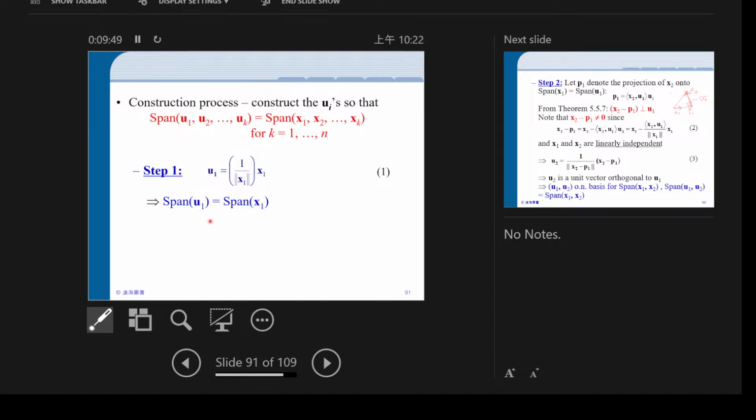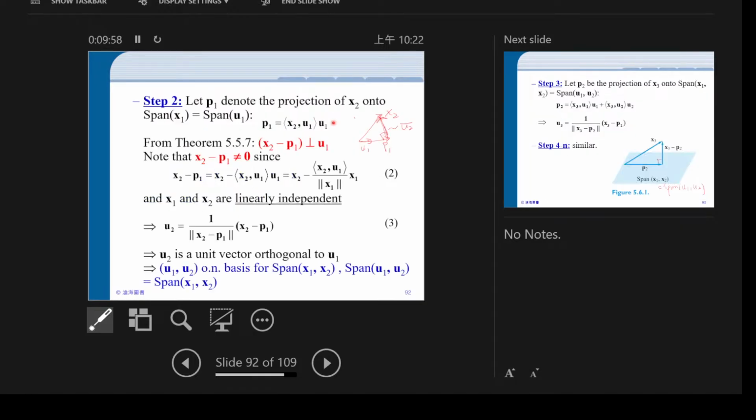Then we want u2, so we want to repeat the process such that u1, u2 will have the span of x1, x2. And how we do this is that we will find the projection of x2 onto the span of u1. Here is a bit of an idea. I guess we should draw a bit of a picture. So we have u1 and x1 in the same direction here. And then geometrically we have another vector x2. x2 is going to be linearly independent of u1, and so we have a different direction.